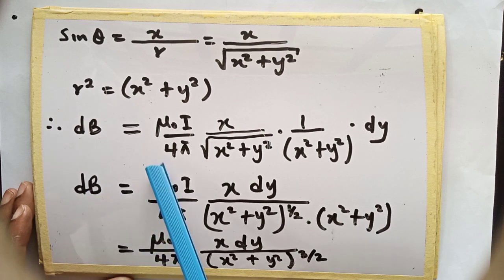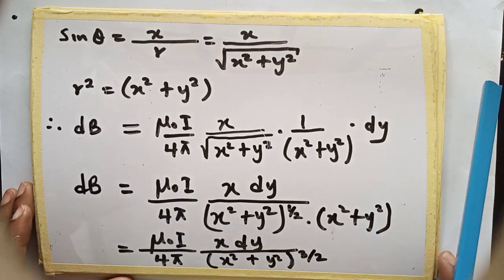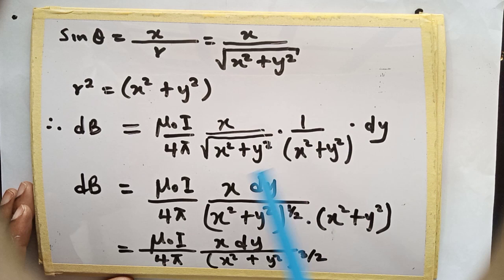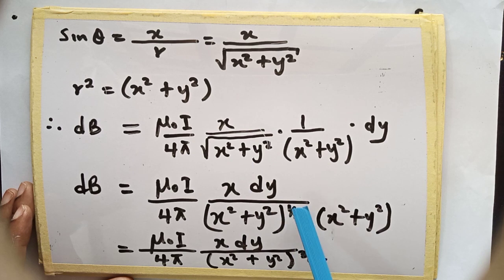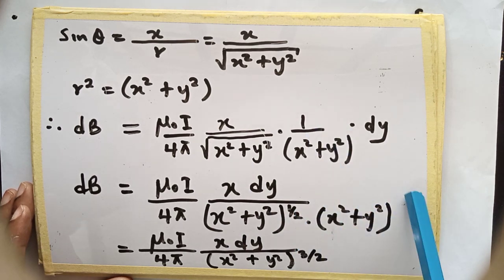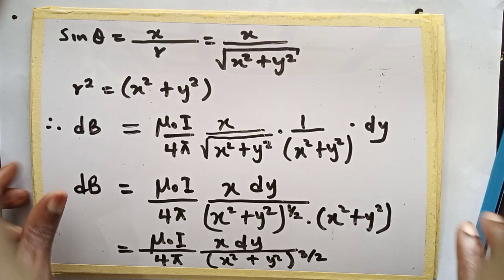dB is equal to mu naught I over 4 pi. You multiply x with dy, it becomes x times dy. You multiply this by this, it gives you x squared plus y squared to the power 3 over 2. Recall that this expression is the same thing as this one, raised to the power 1 over 2, and this one is raised by 1. So when you add the indices, it gives you 3 over 2.